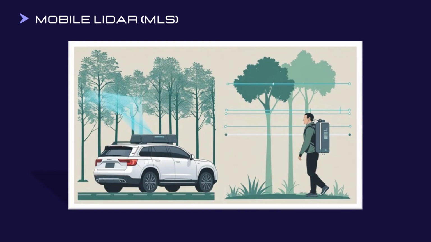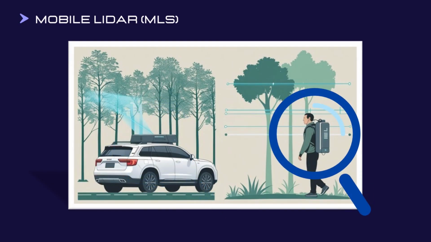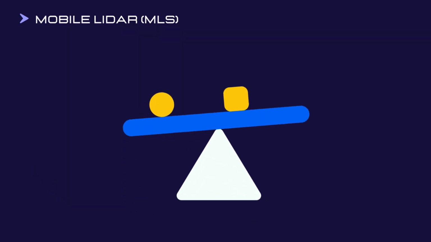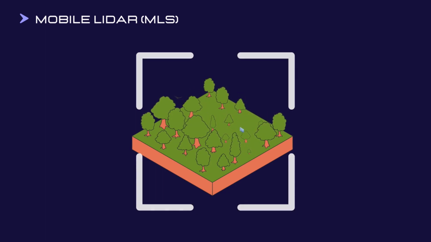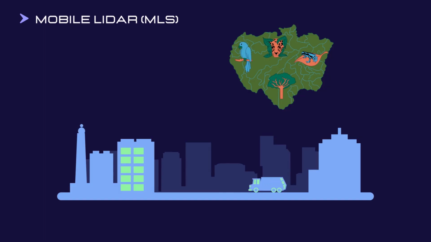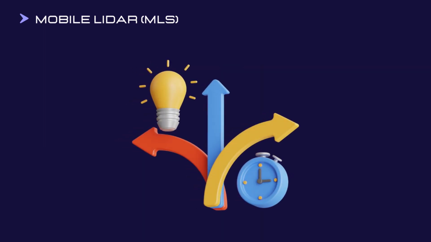Mobile LiDAR, also called MLS, relies on sensors mounted on a vehicle or carried like a backpack. It provides an excellent compromise between precision and speed of coverage. On the advantages side, it allows for rapid mapping of significantly larger areas than terrestrial LiDAR, even in complex environments like cities or dense forests. It produces dense and precise data while being more flexible than terrestrial LiDAR.